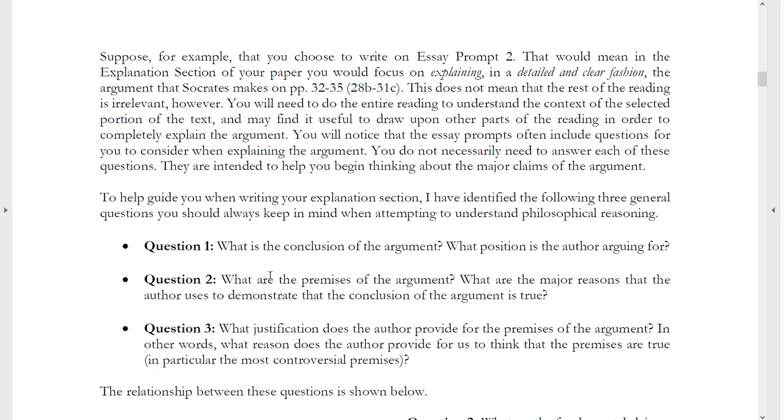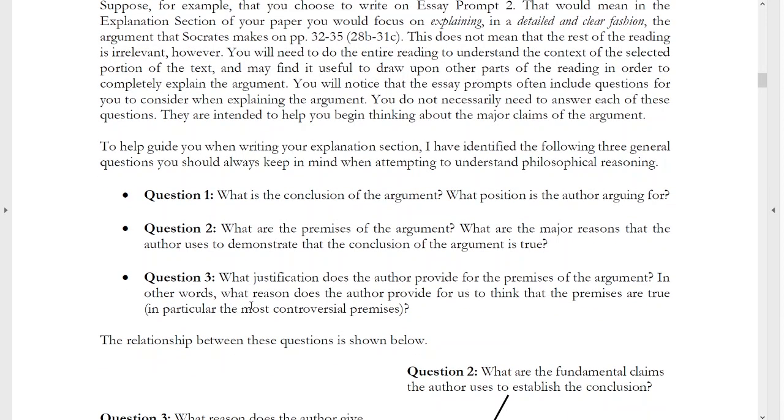But I also want to make some more general comments about what I'm looking for in the explanation section. In general, what I would say is that whenever you are explaining a philosopher's argument, you want to try to do it in as clear and detailed a fashion as possible that shows me you absolutely understand the argument that is being made.